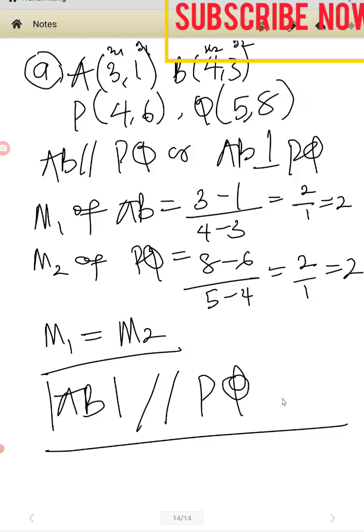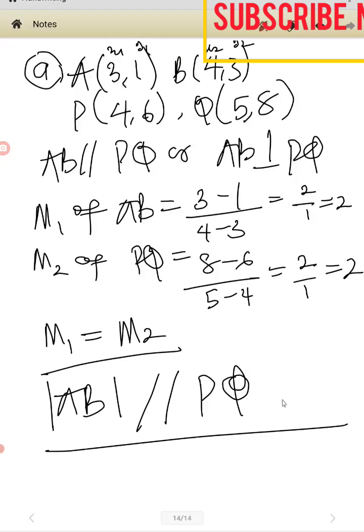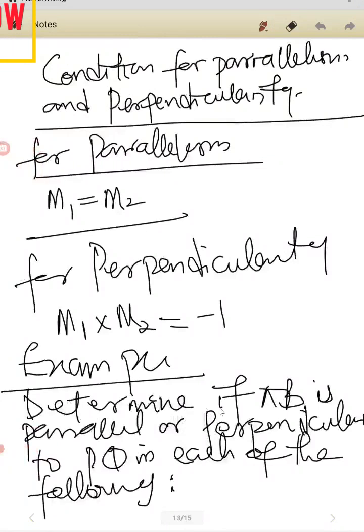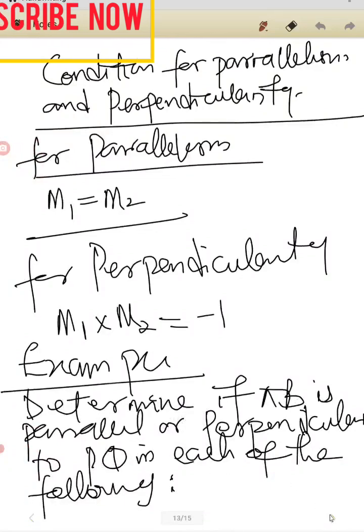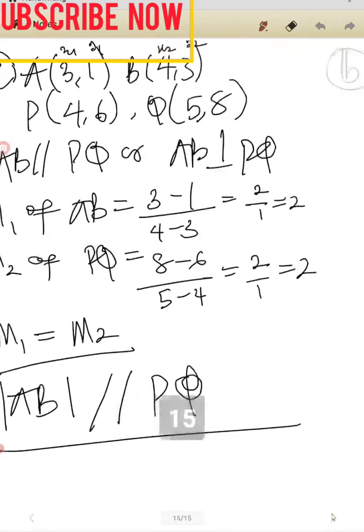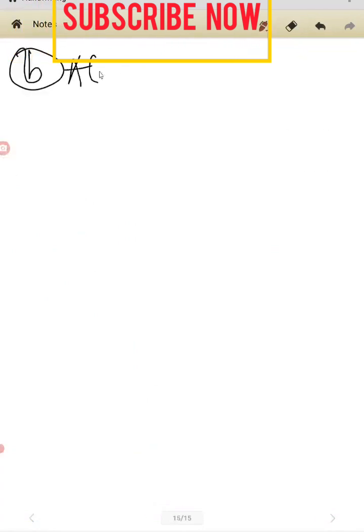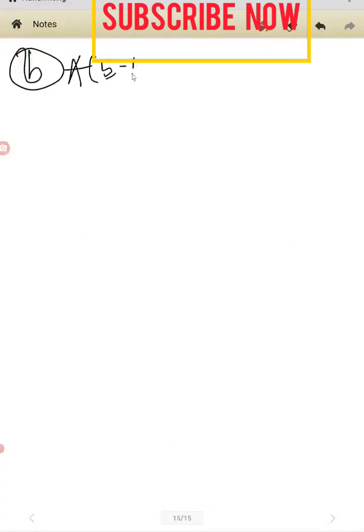So let's also consider another example, so for you to get it better, let me explain. We are dealing with this statement: determine if AB is parallel or perpendicular to PQ in each of the following. We have solved for A. Let's now solve for B. So this is the B question. We have point A to be 5, -1.